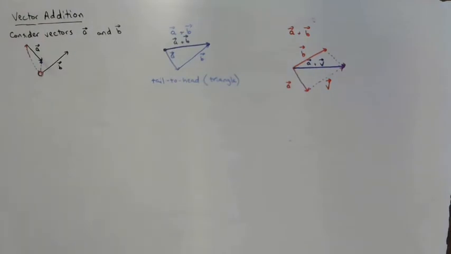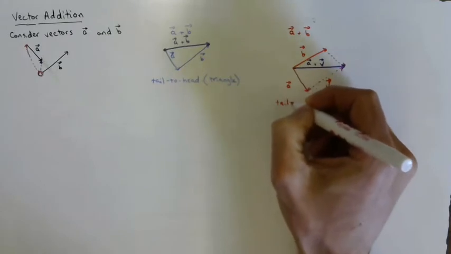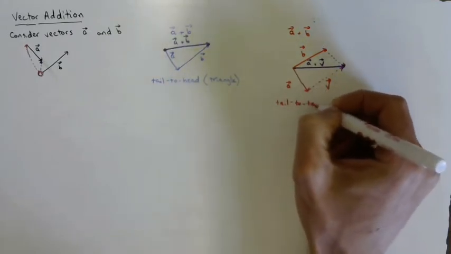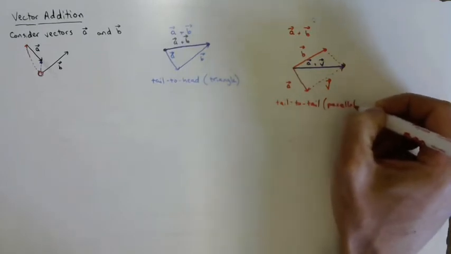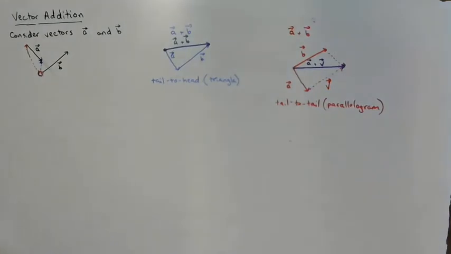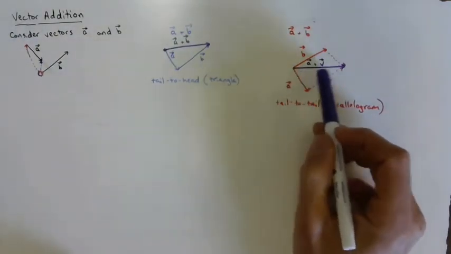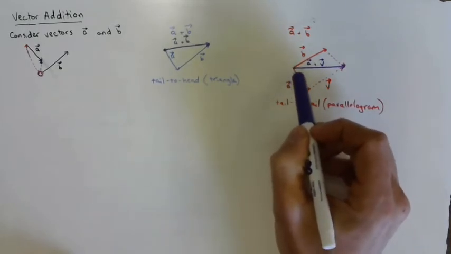So again, this is called tail to tail, and we end up with a parallelogram. The resultant vector is then the diagonal of the parallelogram, starting from where the two tails originated.